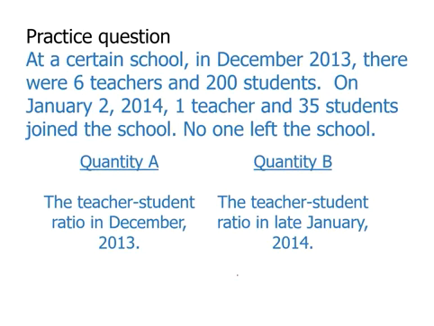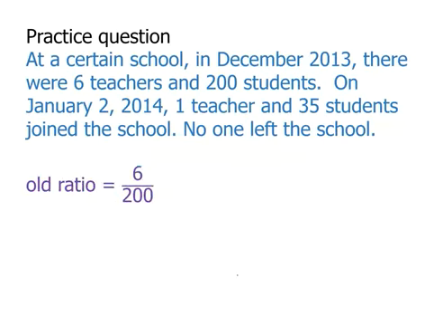Here's a good word problem. Pause the video and then we'll talk about this. Okay. In this problem, we could set up all kinds of complicated ratios and use the calculator. We could make this a very hard problem, but it turns out it's a relatively easy problem. The old ratio, the original ratio, is 6 teachers to 200 students, or in other words, 3 to 100. And I'm going to reduce that to approximately 1 over 33.3.